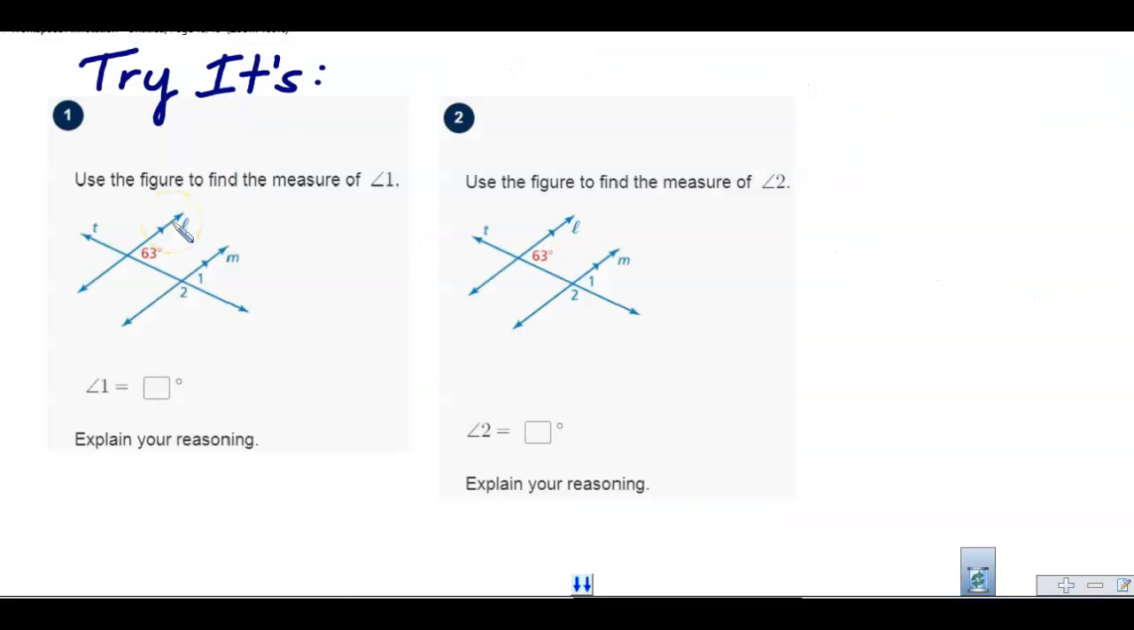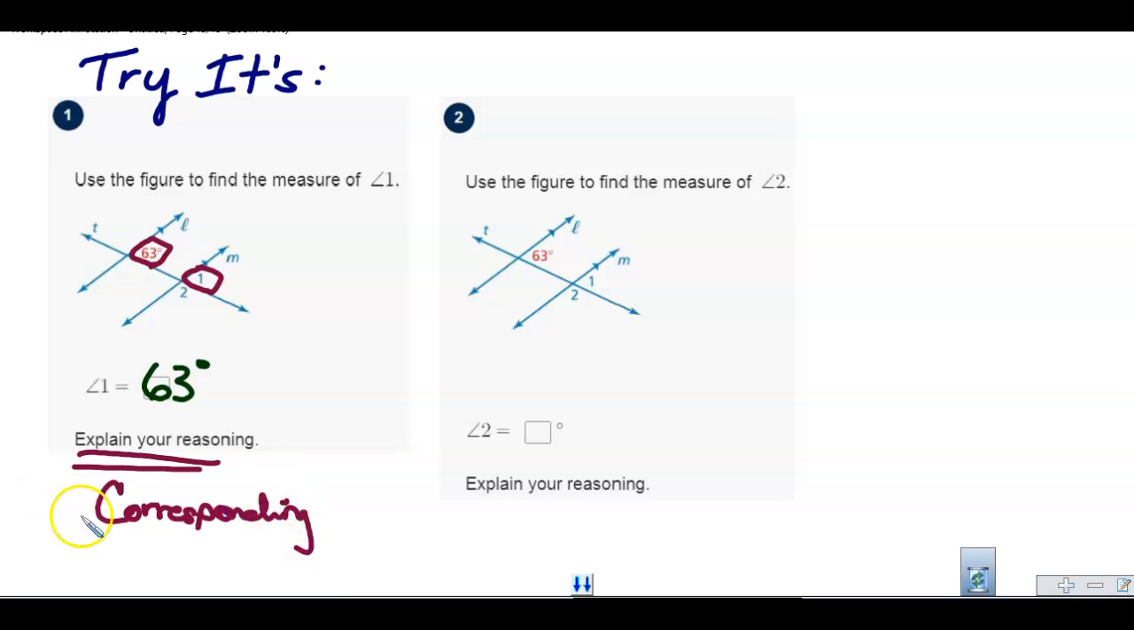Find the following. Now that you've tried this on your own, let's go ahead and see how you did. For try it number 1, angle 1 is 63 degrees. The reason that angle 1 is 63 degrees, and remember you had to explain your reasoning here, very important, is because the given 63 degrees and angle 1 are corresponding angles, and corresponding angles are congruent. So angle 1 is corresponding to the 63 degree angle.